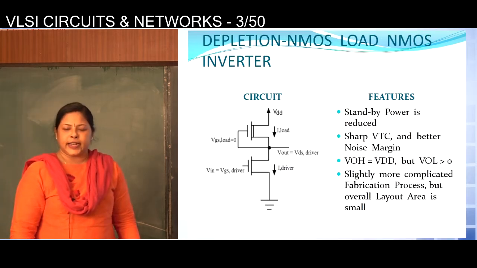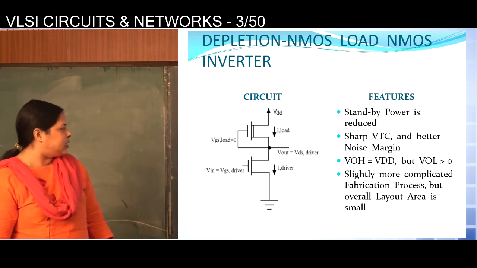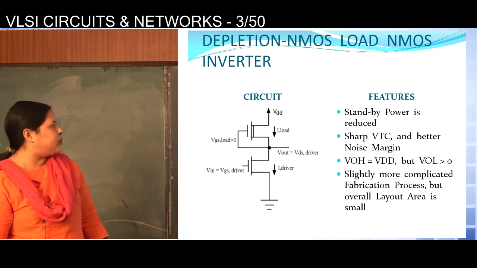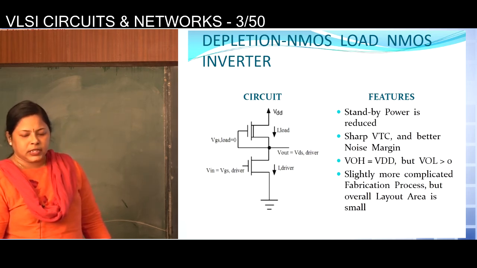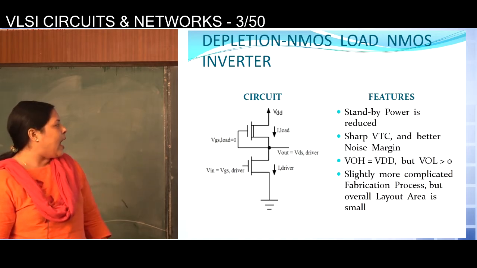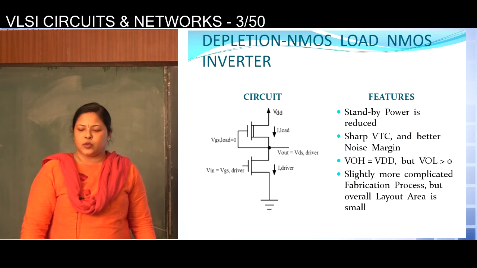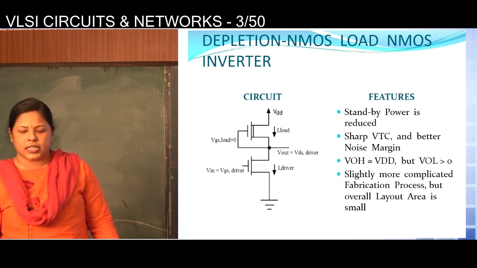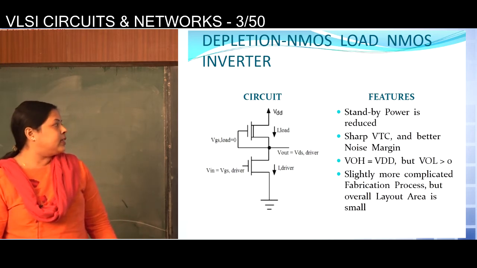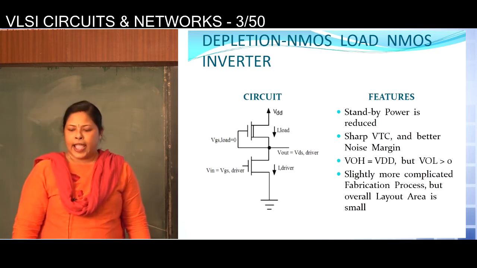Next one is depletion NMOS load NMOS inverter. Again here we are using one NMOS transistor for the driver, and as a load we are using one depletion type NMOS transistor. In the depletion type NMOS, we are connecting the gate terminal with the output terminal. That means that transistor is conducting even for 0 voltage. So in that case also this circuit will work as inverter circuit, but this is better than the first one, because again we are replacing that resistance using one active load.